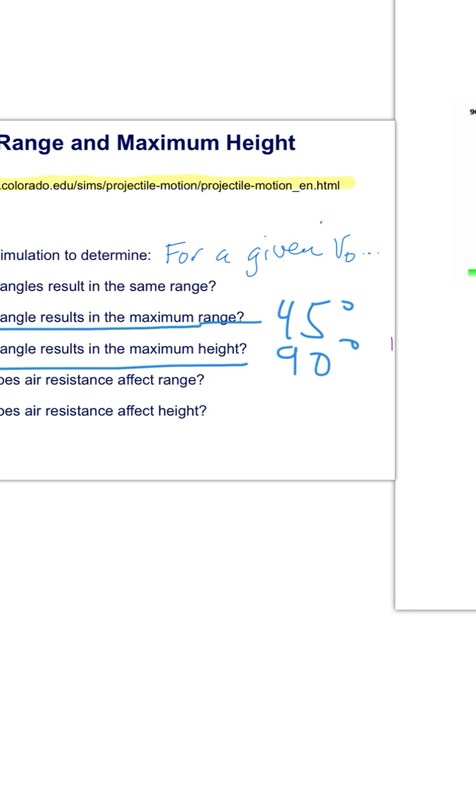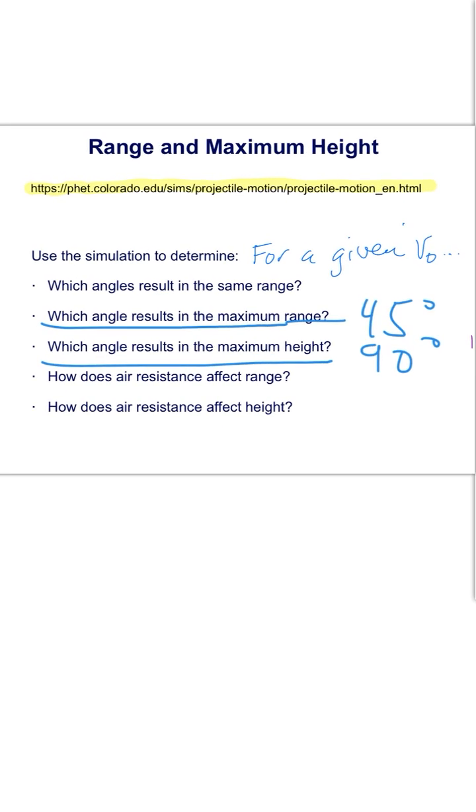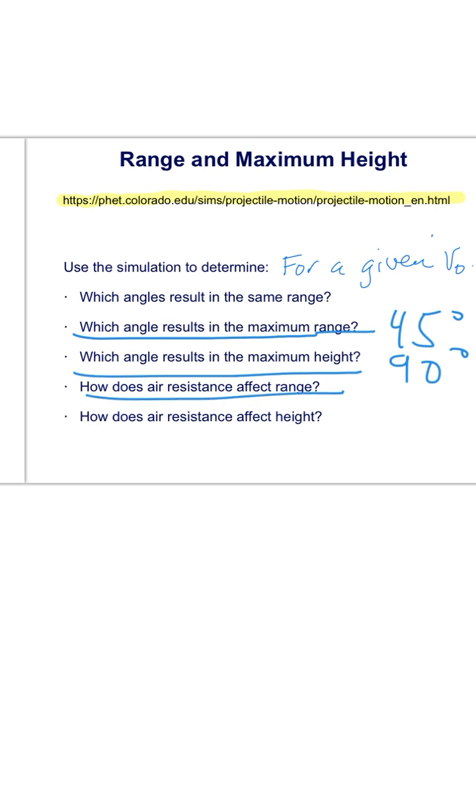If you shoot it at anything besides 90 degrees, it's going to have some X velocity that takes away from the Y velocity. How does air resistance affect the range? Obviously, drag will make the range less than ideal without air resistance. How does air resistance affect height? Same thing. It's going to drag you in the Y direction as well if you have air resistance. Okay, you can go to this link right here and see for yourself that I'm not making up this stuff.